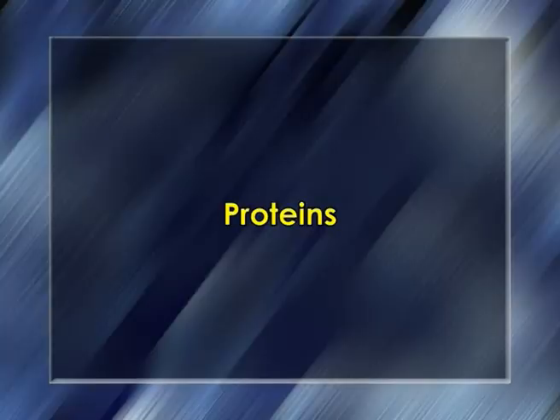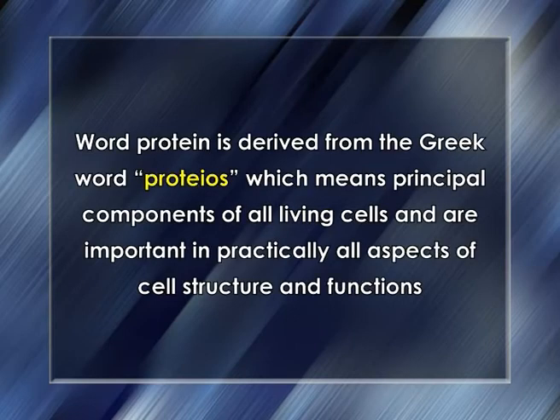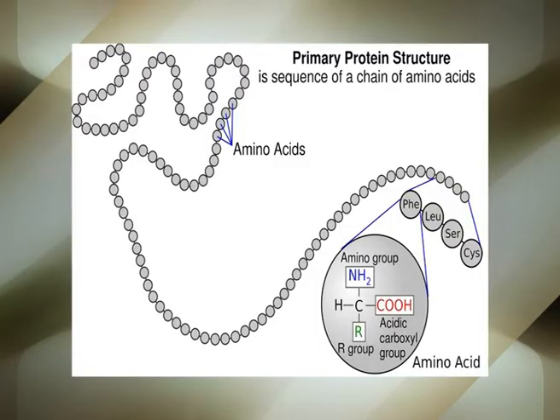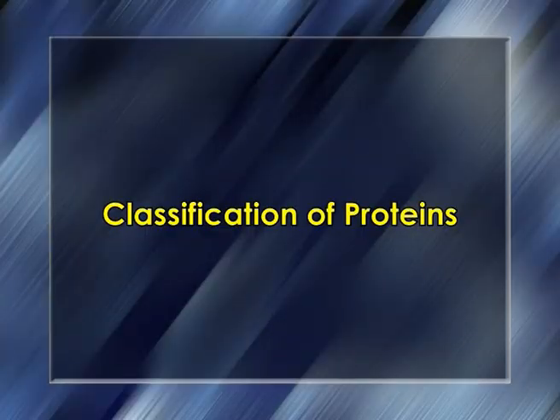yogurt, etc. Now it's time to discuss second component of food, that's protein. The word protein is derived from the Greek word proteos, which means principle. Proteins are the components of all living cells and are important in practically all aspects of cell structure and functions. Proteins contain carbon, hydrogen, nitrogen and sulfur, and some contain phosphorus also. Proteins are large molecules formed from the combination of large number of simpler substances known as amino acids. Now let's move on to the classification of proteins.